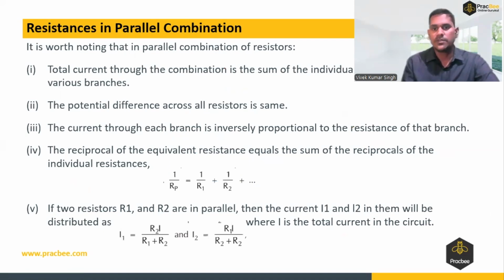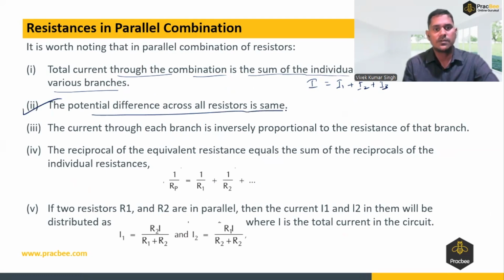Now let's see some features of the parallel circuit. The total current through the combination is the sum of the individual currents through all branches, as we have seen: I equals I1 plus I2 plus I3. The second is that the potential difference across all resistors remains the same. So V across all the resistances remains the same.